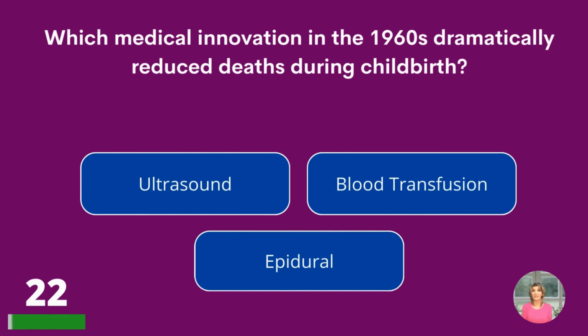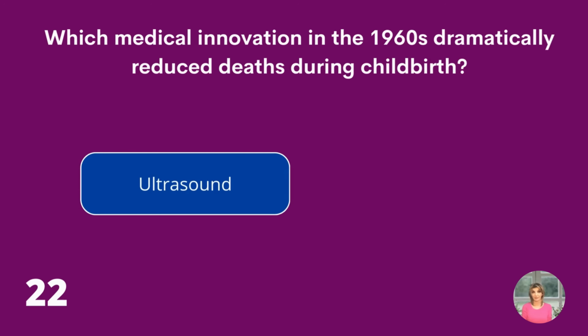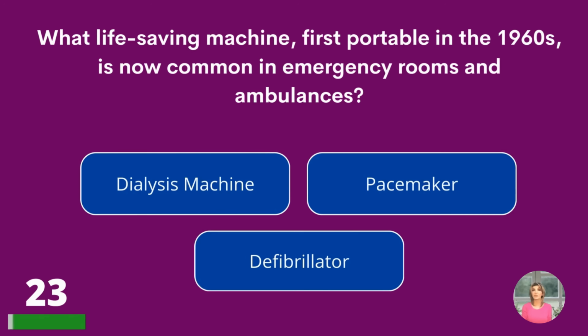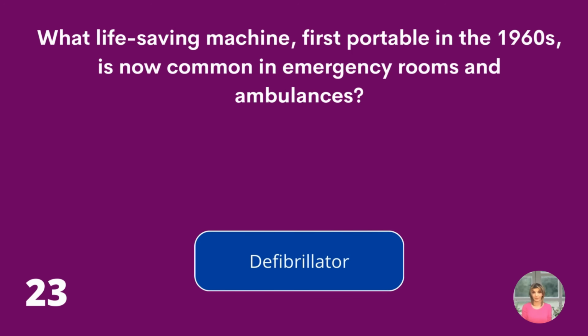Which medical innovation in the 60s dramatically reduced deaths during childbirth? Ultrasound, blood transfusion, or epidural? Ultrasound. What life-saving machine, first portable in the 60s, is now common in emergency rooms and ambulances? Dialysis machine, pacemaker, or the defibrillator? Defibrillator.